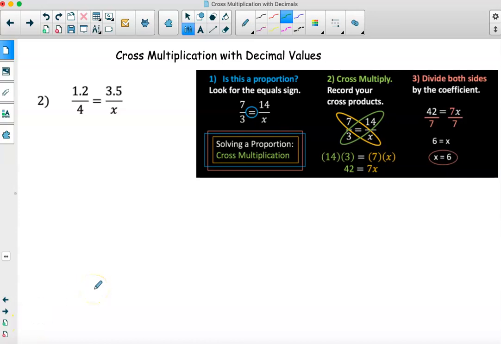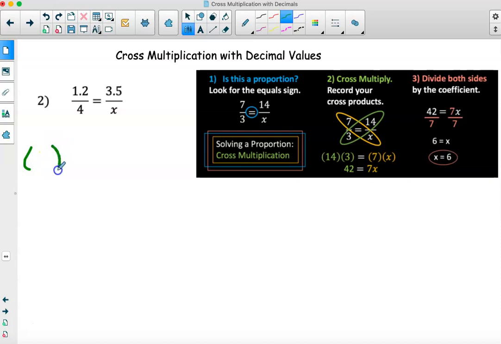Here is the challenge today. You've completed cross multiplication with simple numbers. Now we're going to be working on being able to still apply cross multiplication, but with more difficult numbers. For example, numbers that contain decimals. So let's see how we do.